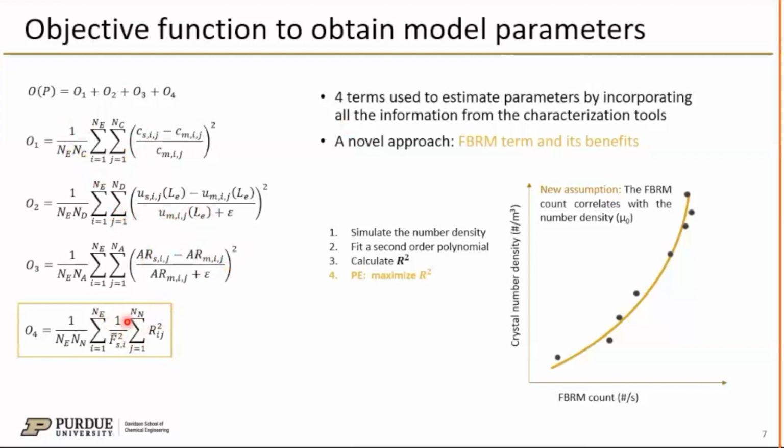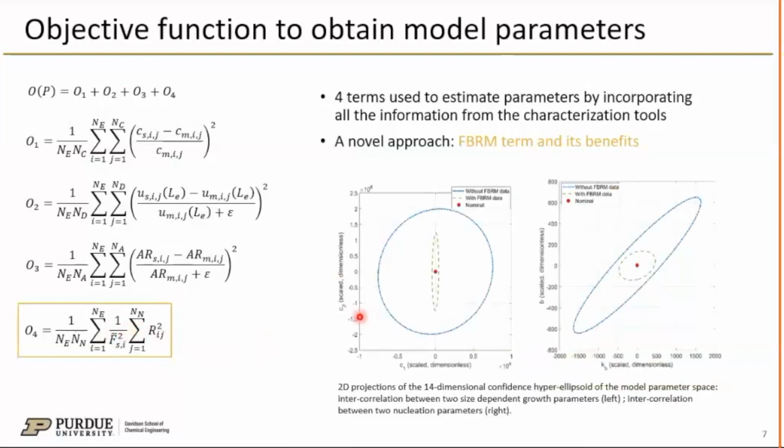This last term corresponds to the crystal count, is another novelty of this work. It actually maximizes the correlation between the experimental crystal count and the simulated number density by using a polynomial fit between the two. And it is beneficial for shrinking the parameter space during the search. On the left, the intercorrelation of growth parameters are shown and how the search space shrunk from blue to green with the addition of the fourth term, and on the right, similarly for nucleation parameters.